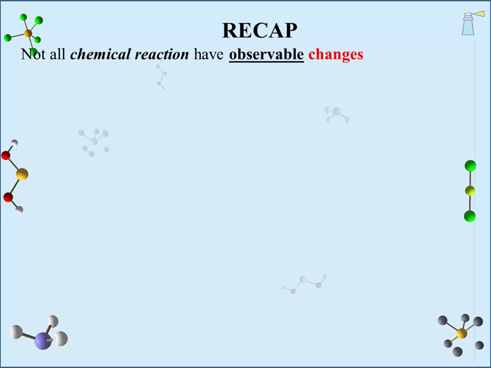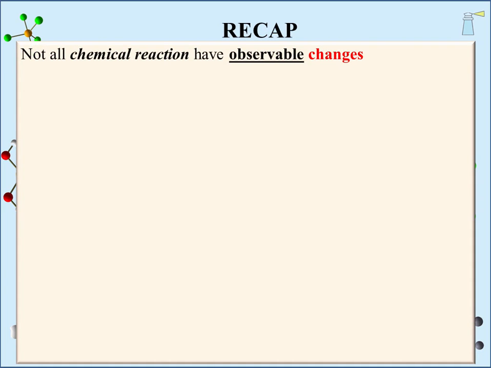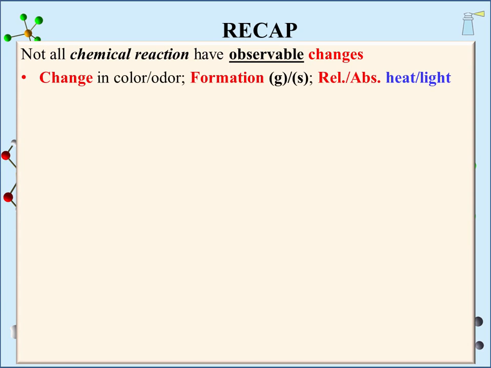Recapping the lecture. Not all chemical reactions have observable changes. Some do, though. Such changes include changes in color or production of an odor, the formation of a gas or a solid, and the release or absorption of heat or light. 5 major types of reactions were covered in this lecture, beginning with the synthesis or addition reaction. A reacts with B to produce AB. This reaction can be assigned by noting that it has only one product.